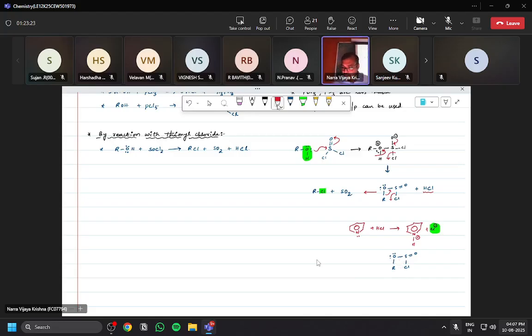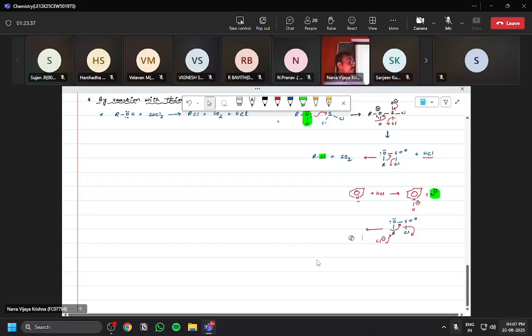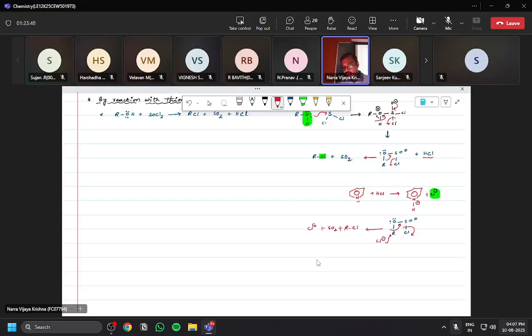Instead of rearrangement, Cl minus will attack from one direction. Then this leaving group will leave from the other direction. Now tell me what is the product? We got RCl plus SO2 plus that Cl minus got restored. Right? Now, incoming group and leaving group both are in opposite direction. So reaction is proceeding via SN2 mechanism.